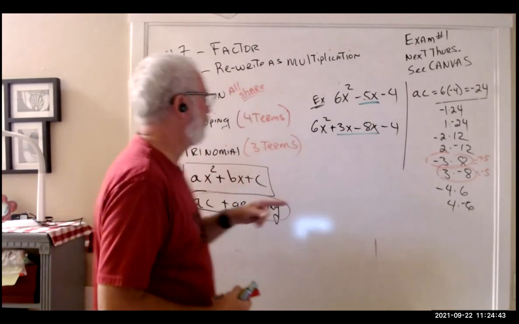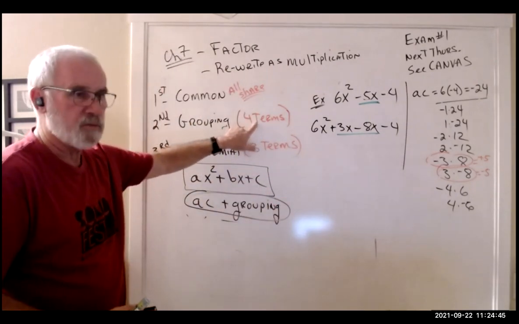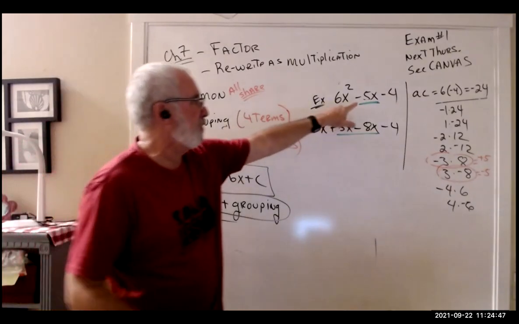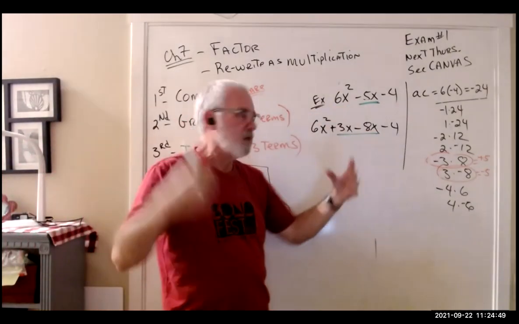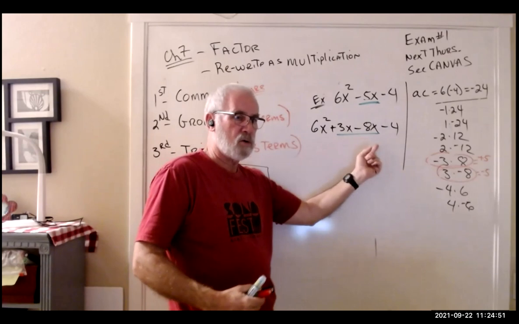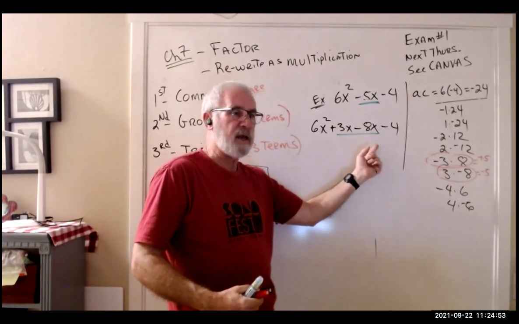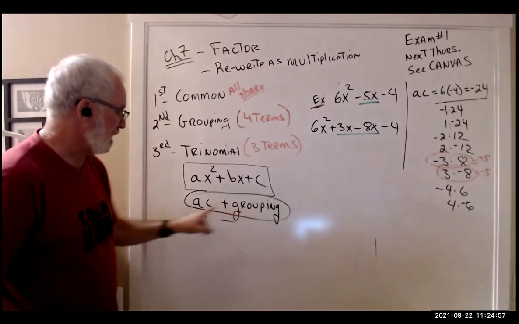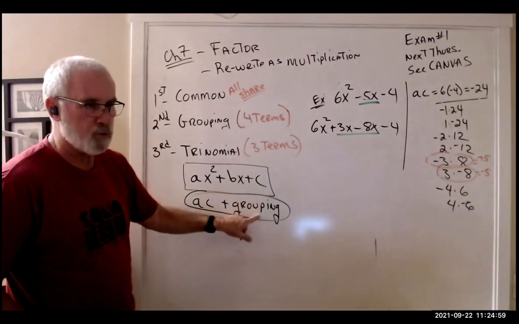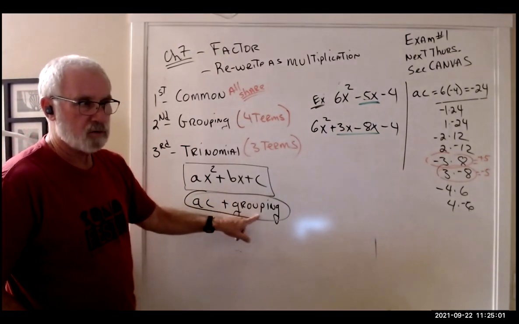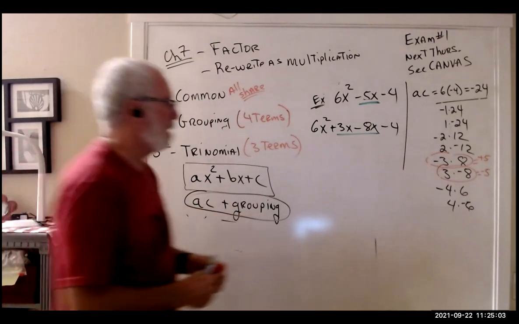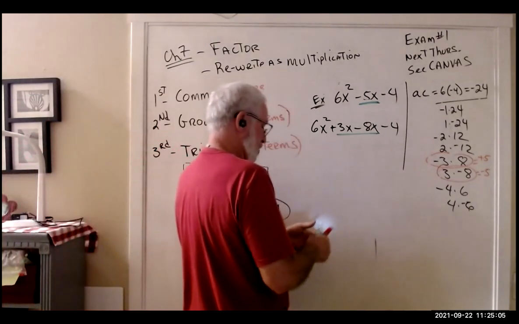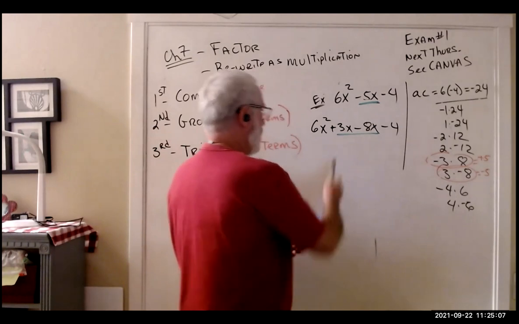But now notice it has 4 terms. I've taken this and exploded it into these two. Okay, and now I have 4 terms. Now I can use the grouping technique, AC plus grouping. I'll go through this quickly, and it's a good thing we talked about that problem earlier.